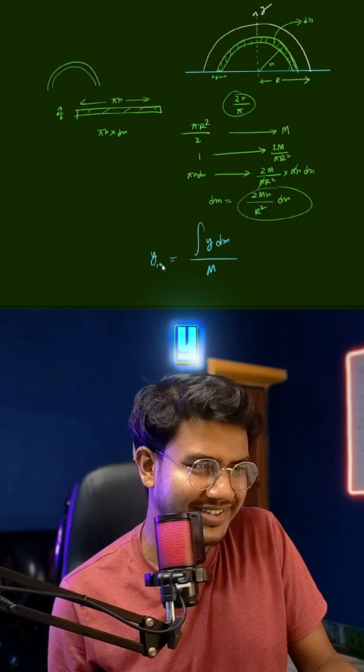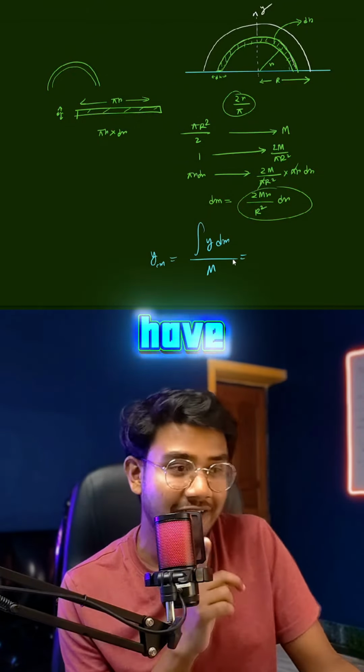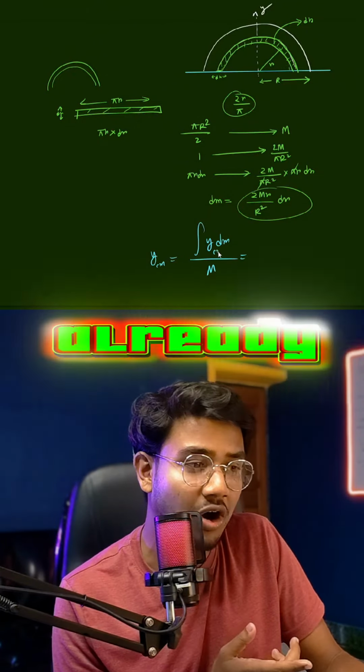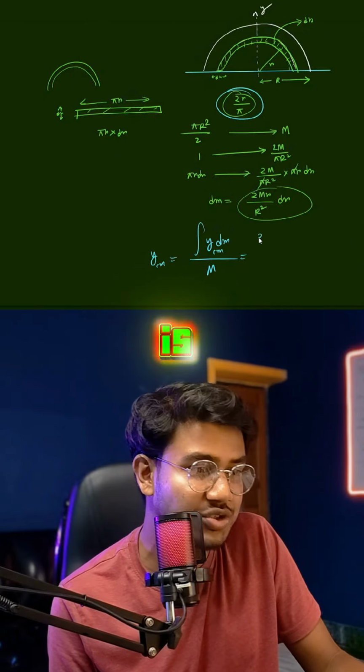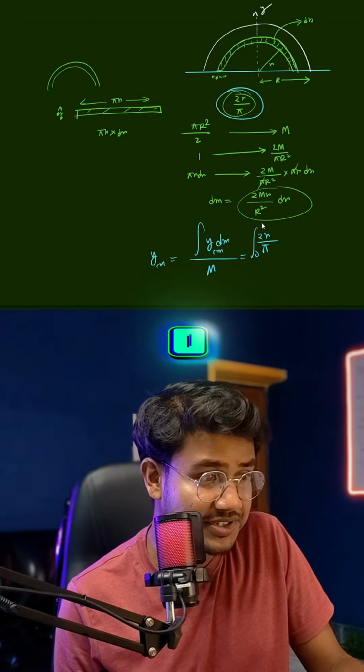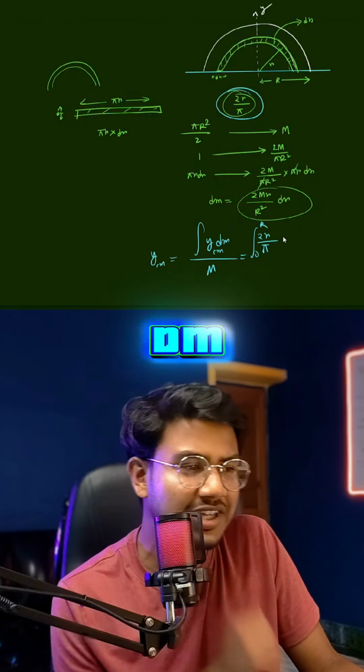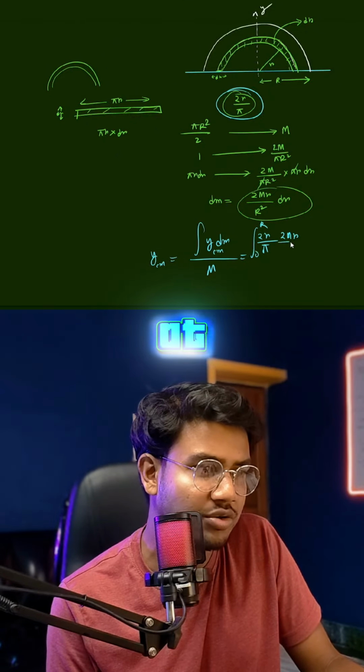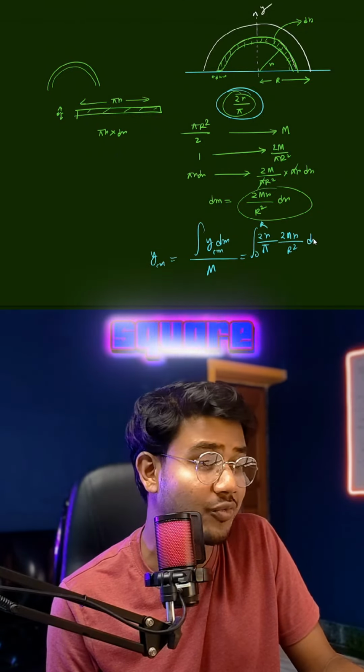So it will be ycm. Right now y should have the value which is already pretty clear to us, it is 2r by pi. And what should the limits be? That should be from 0 to R, with the value of dm that we already discovered, 2M r by R square with a dr.